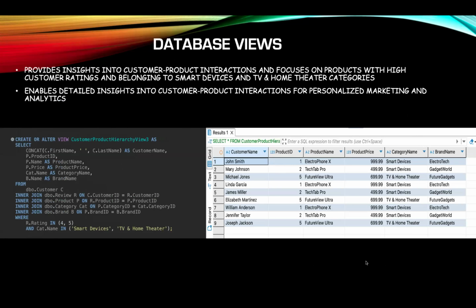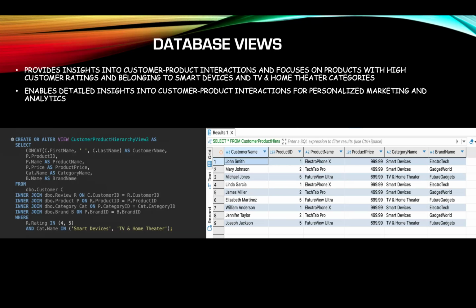Okay, let's start with the customer product hierarchy. This view provides insights into customer product interactions by focusing on products with high customer ratings and products from specific categories like smart devices, TV, and home theater. And this also solves a business problem by highlighting highly rated products, and the business can prioritize managing these products effectively within specific categories.